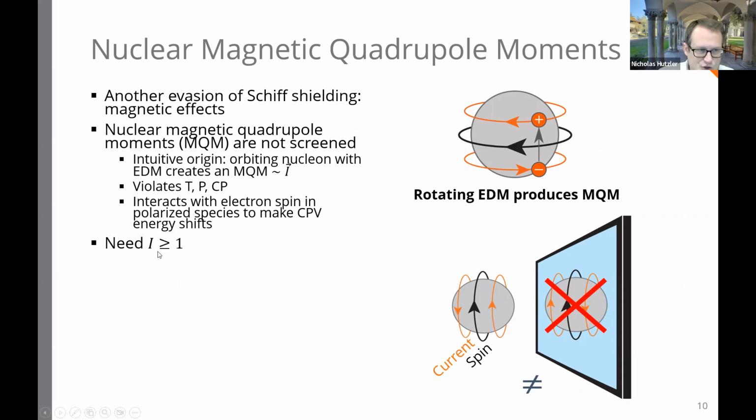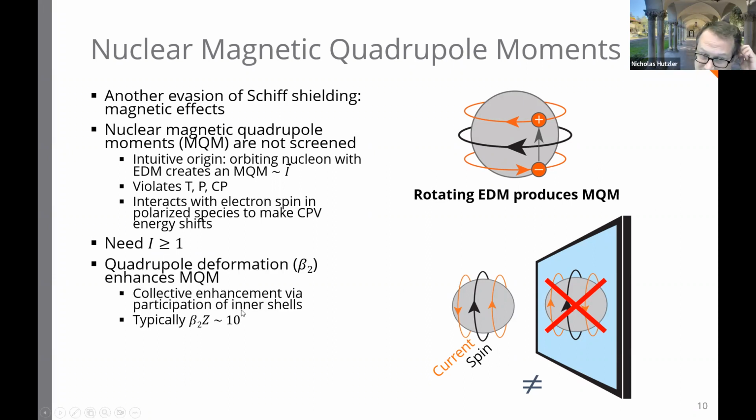that interacts with this magnetic quadrupole moment and gives you CP violating energy shifts. To define a magnetic quadrupole moment, or any sort of quadrupole moment, you need a spin of at least 1. Or in this hand-wavy argument, if you have mechanical orbital angular momentum giving you a moving dipole, you need at least 1 unit of angular momentum. And in this case, you get another enhancement from nuclear deformation, but now it's from a quadrupole deformation, not an octupole deformation.